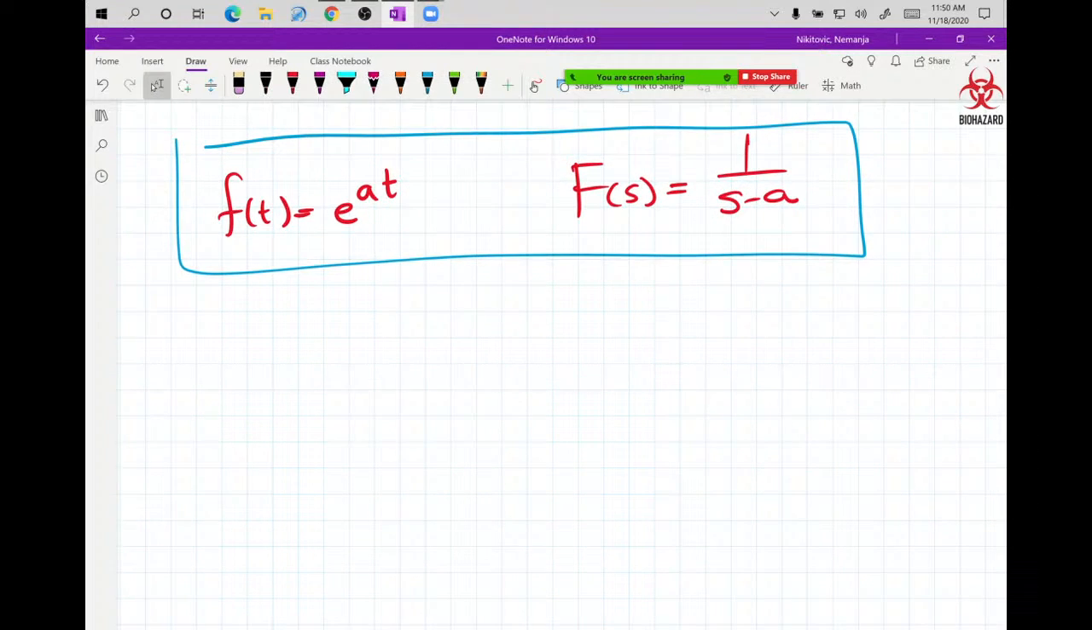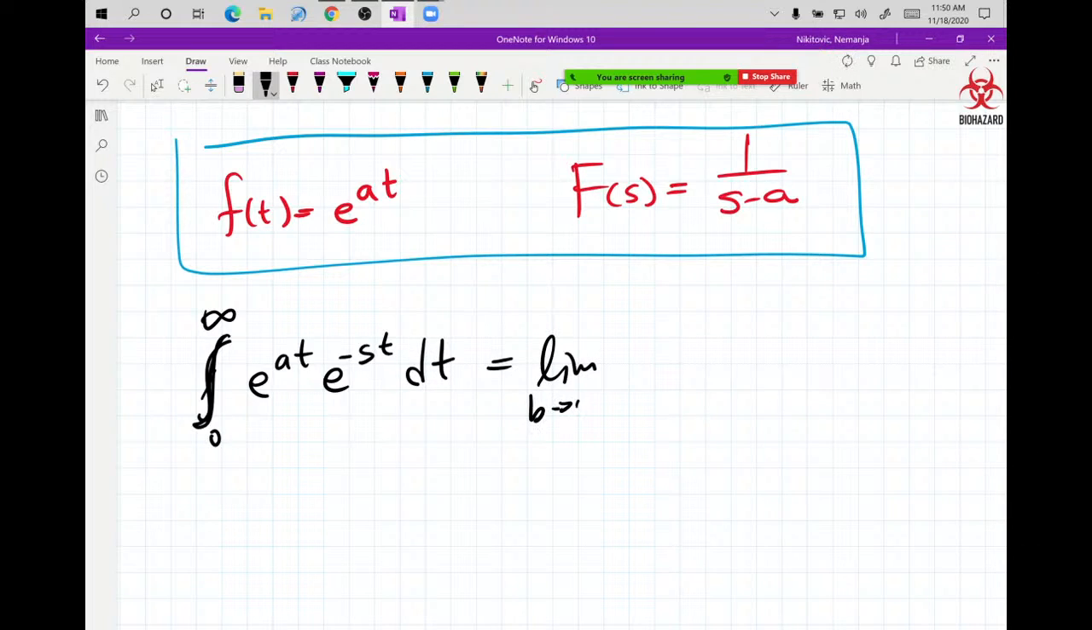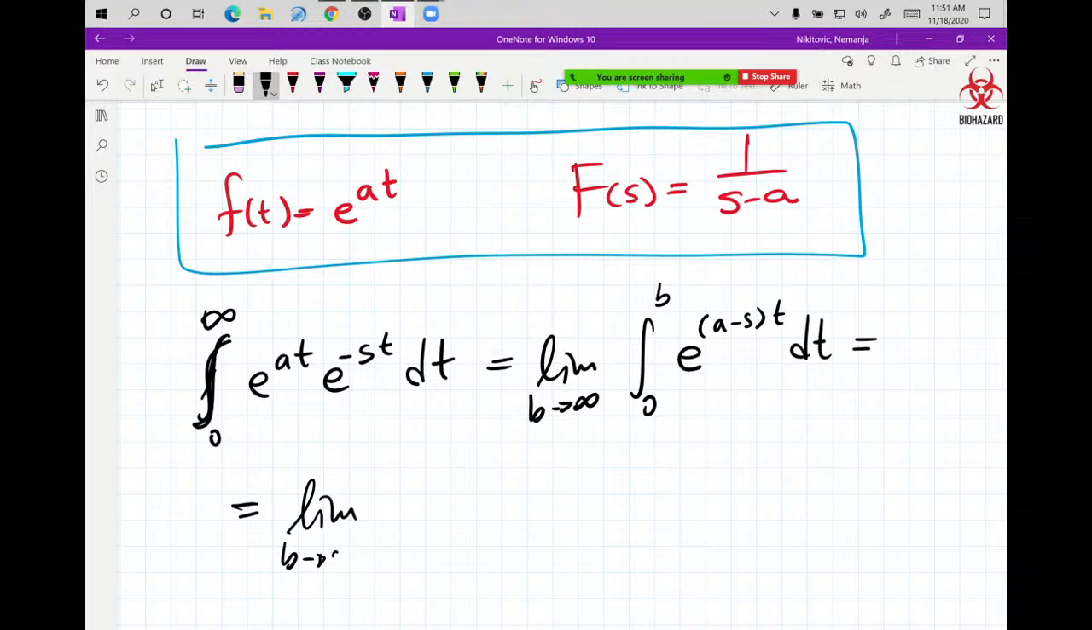Anyway, now this formula is very, very easy to verify, because you can simply say, oh, that's the integral from 0 to infinity of e to the at times e to the negative s t dt, which is the limit as b goes to infinity of the integral from 0 to b, and all you have is e to the a minus s t dt. Now, there is a $1 million trick in solving this, and that is to swap the order into s minus a, and that spits out the negative sign. So 0 to b, e to the negative s minus a t dt.